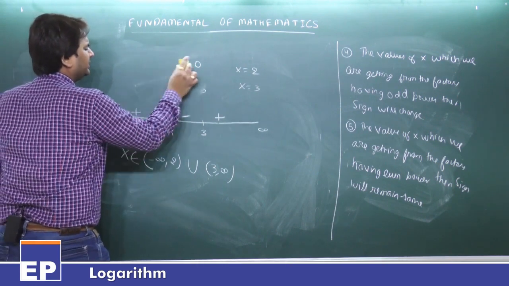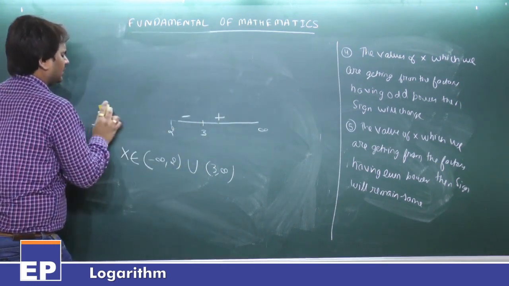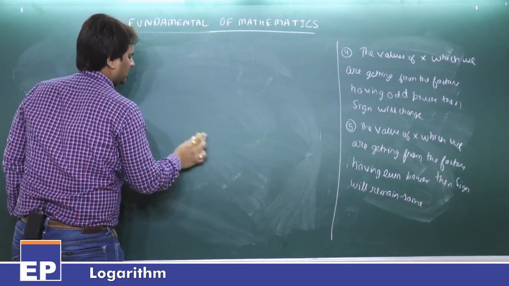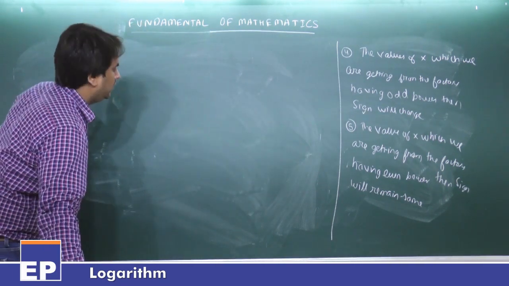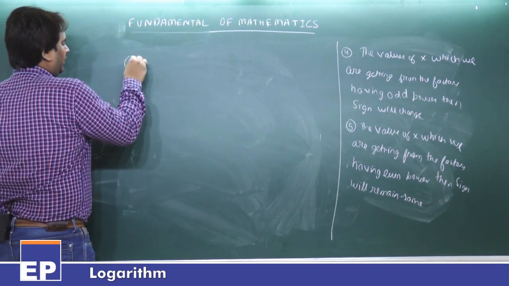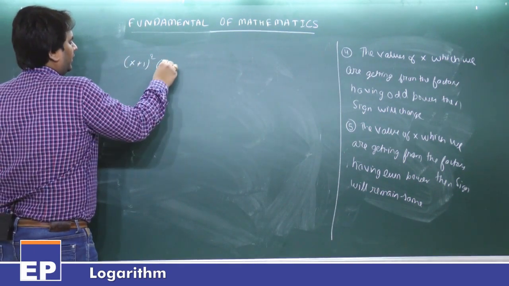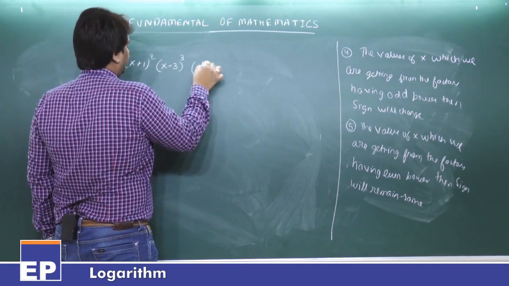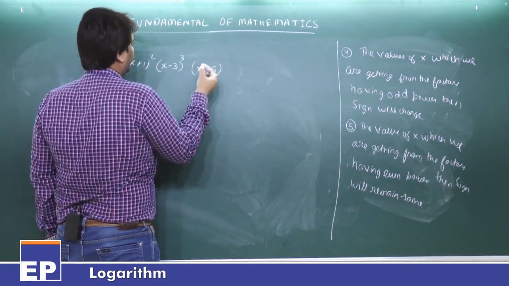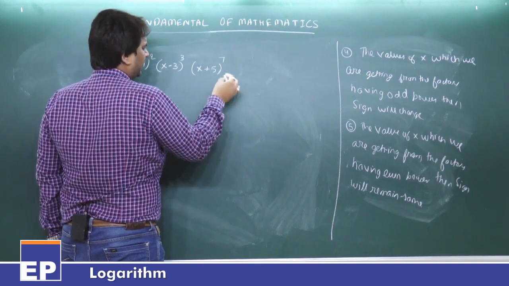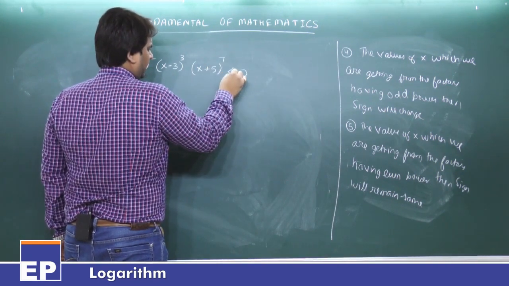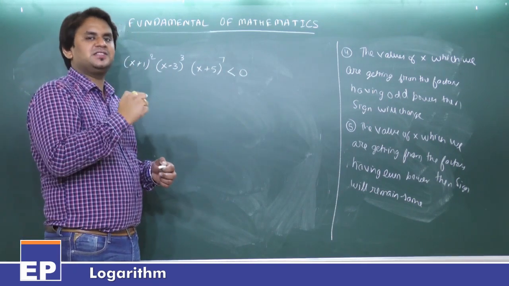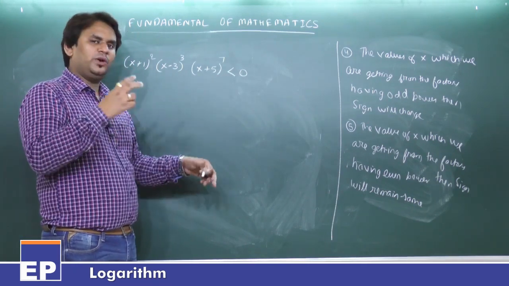Let's take some more examples. Your next example is (x plus 1) whole square, (x minus 3) whole cube, (x plus 5) whole power 7, that is less than 0. Okay, first of all, I am using two symbols. First is greater than 0 and second is less than 0. Only two symbols I am using.